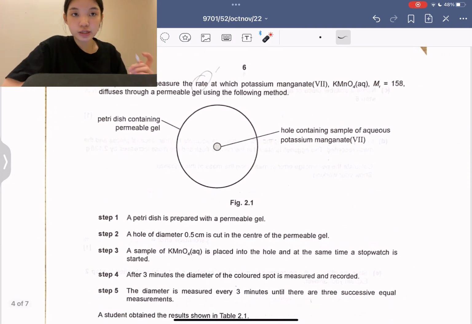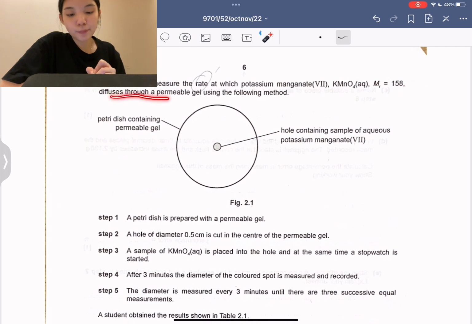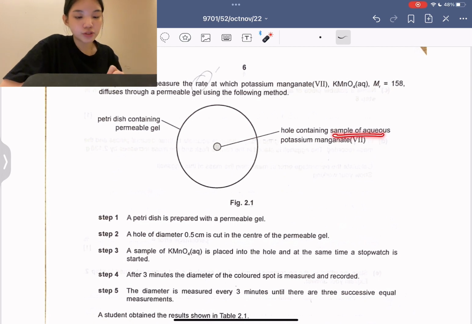So for the next question, number 2, it says it is possible to measure the rate at which potassium manganate VII, KMnO4 aqueous, with an Mr of 158, which we need to be noting down for later questions, diffuses through a permeable gel using the following method. So this is the Petri dish containing permeable gel, and this is the hole made in the gel. The hole will be filled with a sample of aqueous potassium manganate.